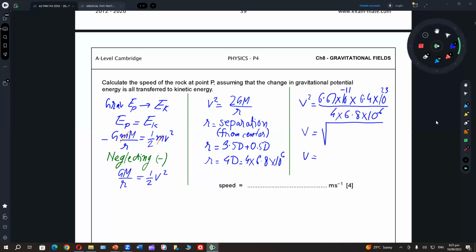Okay, two people gave me 1800 or 1.8 times 10 to the power 3. So we got two answers of 1800.